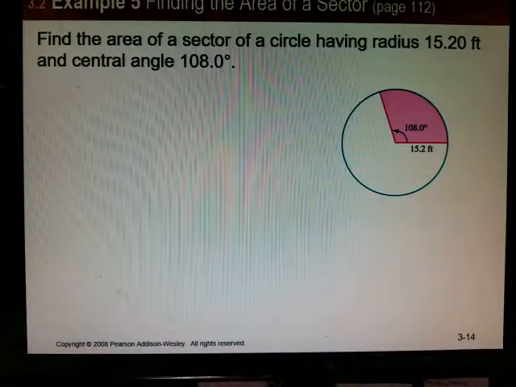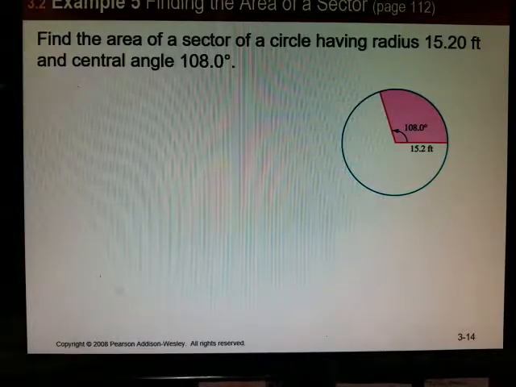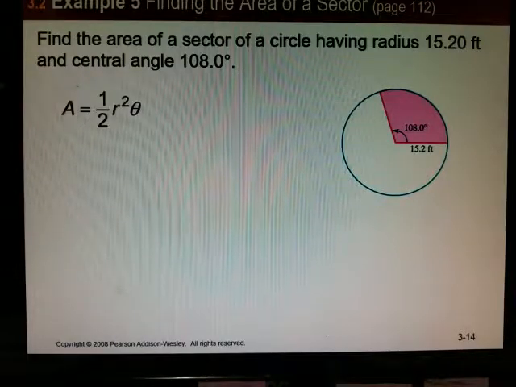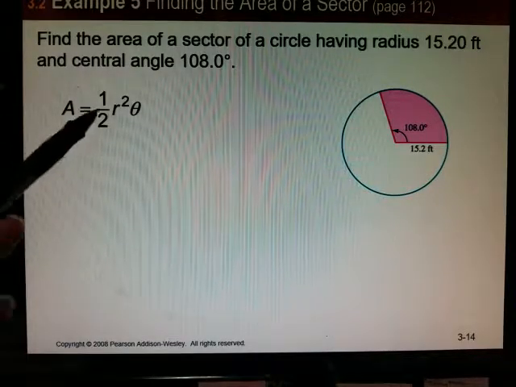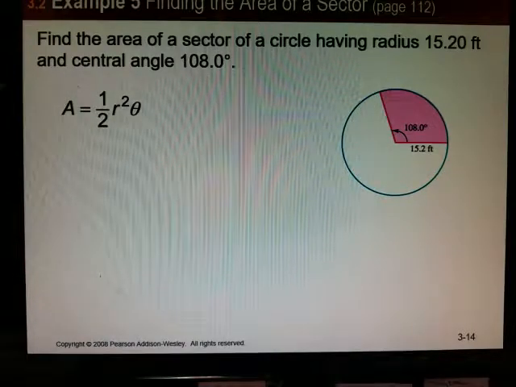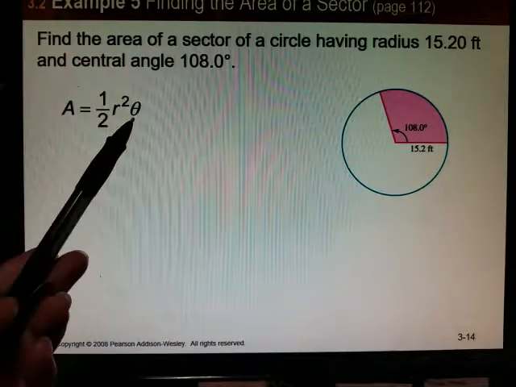So it tells me to find the area of the sector of the circle with a radius of 15 and 2/10 and a central angle of 108 degrees. So I could do the fraction of the area of the circle, so 108 out of 360 degrees times pi r squared. They're probably going to convert it to radians again, because the formula with radians is 1/2 the radius squared times theta. Again, the theta there is measured in radians.